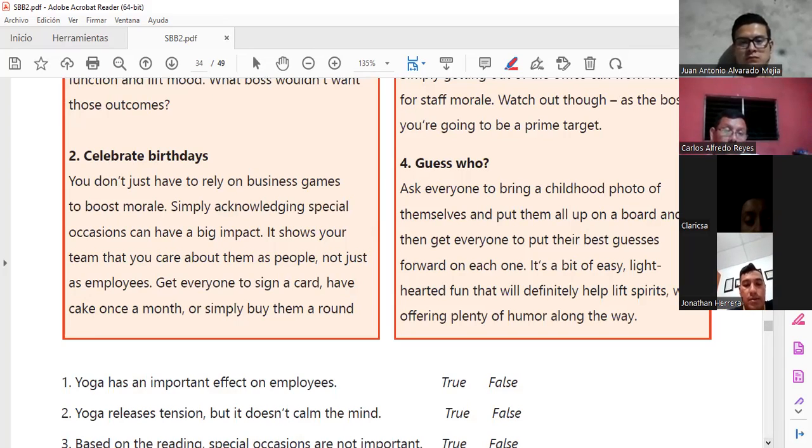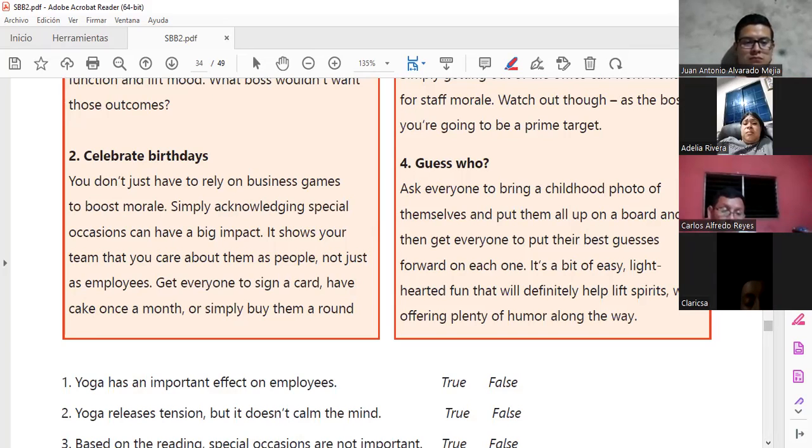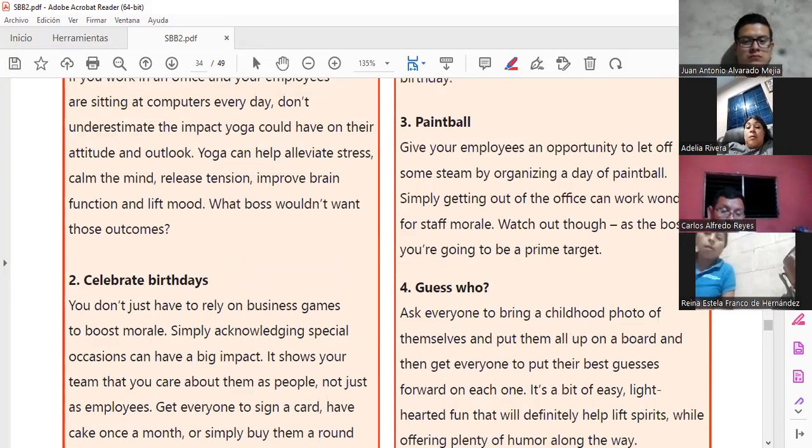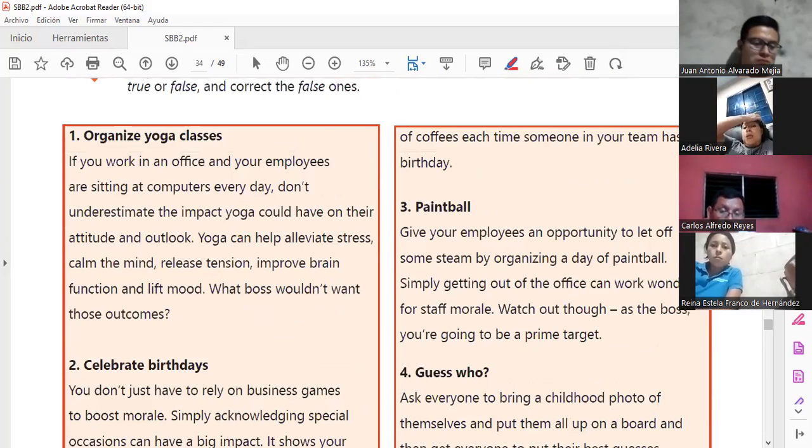You don't just have to rely on business games to boost morale. Simply acknowledging special occasions can have a big impact. It shows your team that you care about them as people, not just as employees. Get everyone to sign a card, have cake once a month, or simply buy them a round of coffees each time someone in your team has a birthday. A birthday, yes, very good, excellent, good job.